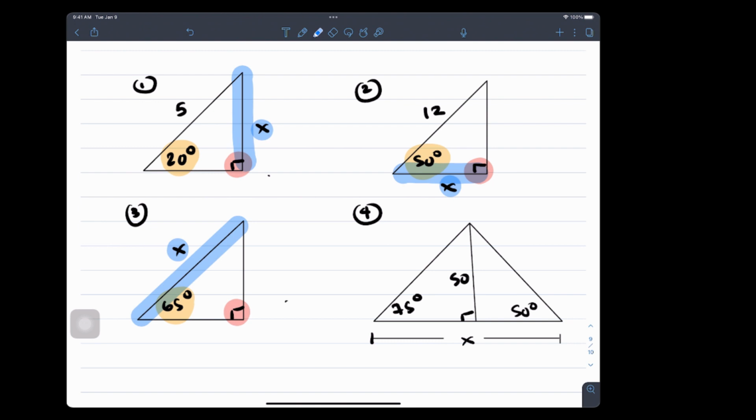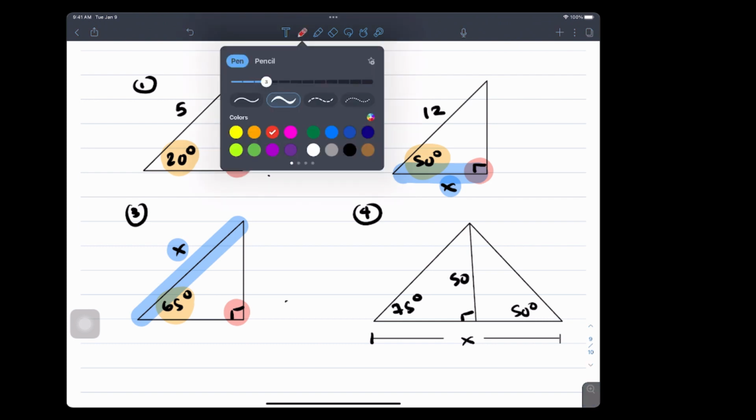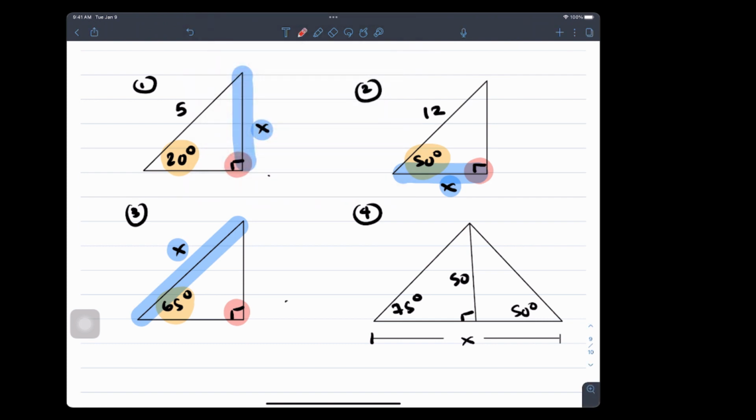So what do you think you do? What do you guys think? Anybody have an idea? You want to use your trig ratio. So remember, in order to use a trig ratio, you have to have some language. In other words, for question 1, this is the opposite side. Is that true? And then this is the hypotenuse. So you're using the information they have here.